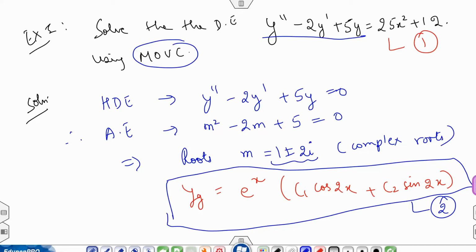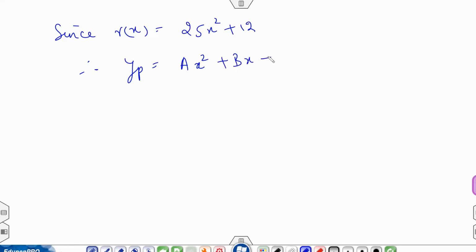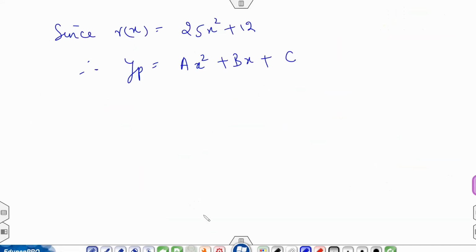You have to look at this R(x), and you see that this is a polynomial of degree 2. So what will be our yp? Since R(x) is 25x² plus 12, the yp will be equal to ax² plus bx plus c. This is a general polynomial of degree 2. Now you can see that here we have a coefficient of y, that is q is not equal to 0, so this is a correct yp. Now we need to find yp' and yp'', and then substitute them into the equation.